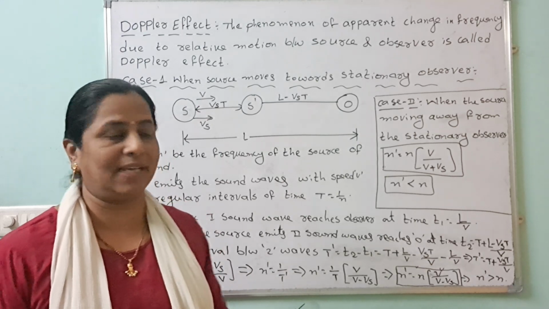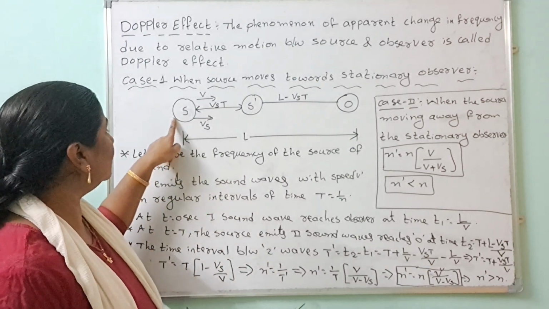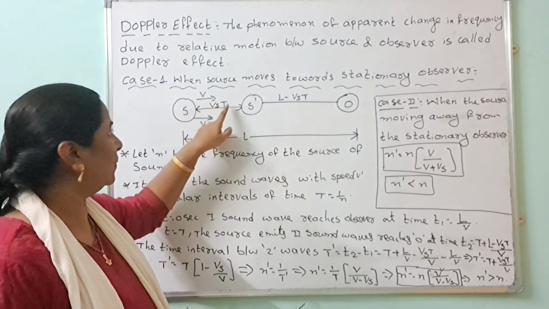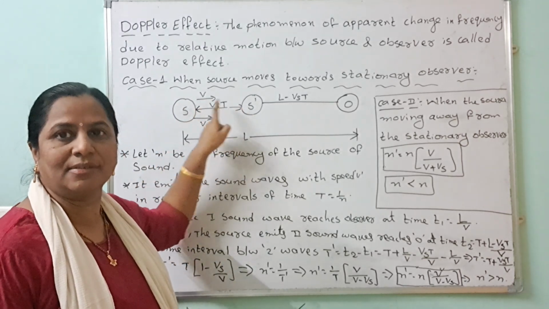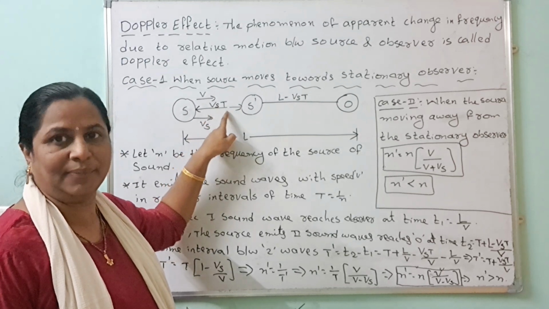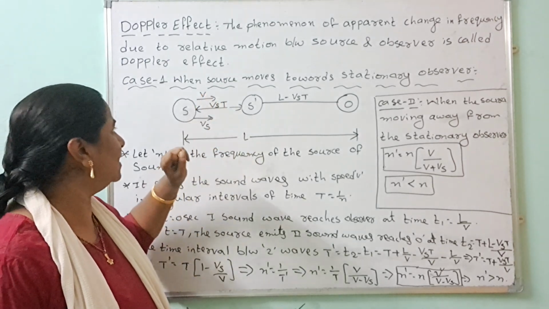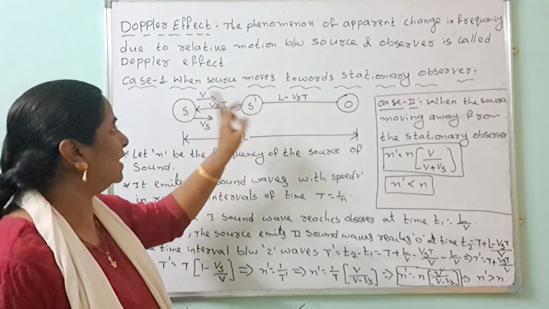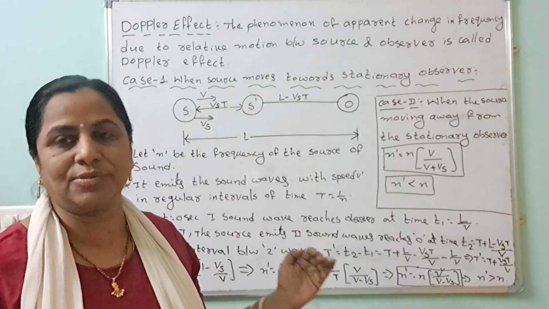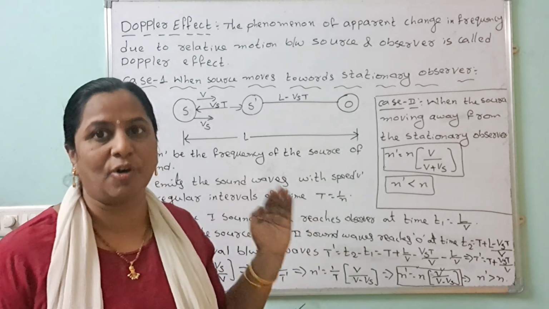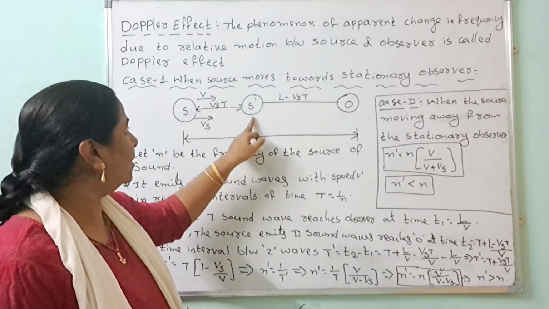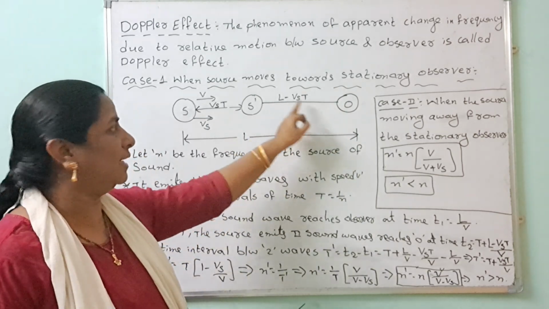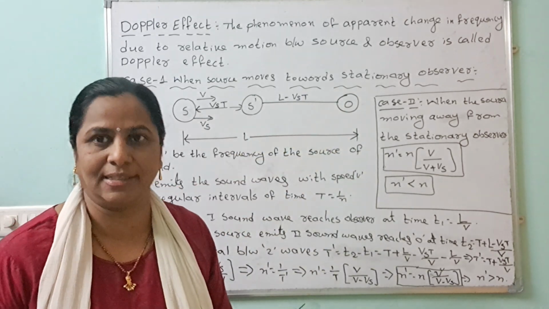Now what happens in the second case? The source is moving from S to S dash. How much time does it take? T is the time. But the distance is how much? Velocity of source into time, Vs t. Don't confuse here: Vs t is the distance between S and S dash. Vs belongs to the speed of the source and t belongs to how much time it will take. Then at present, what is the distance between S dash and O? That is L minus Vs into T.